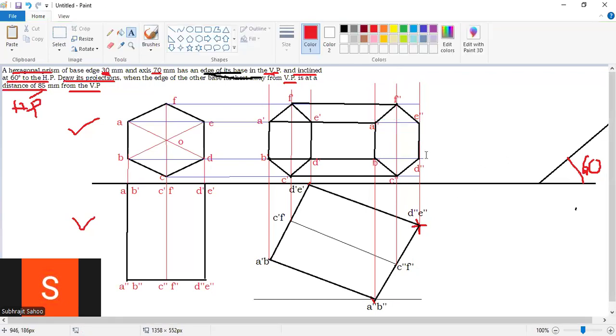Sir, what am I doing here? Observe. This is DE, right? If I see DE with respect to the reference line, it is 90 degrees. DE line and the reference line XY are at 90 degrees. So what do I have to do? Instead of 90 degrees, I will make this edge 60 degrees. 90 degrees is given, so I will make this edge 60 degrees. Observe, sir, how to do it. Very simple.